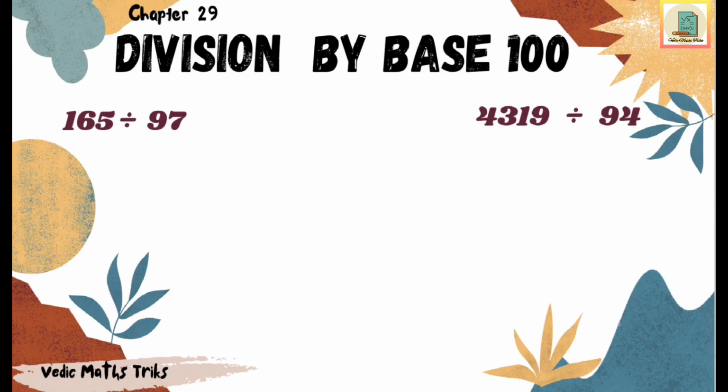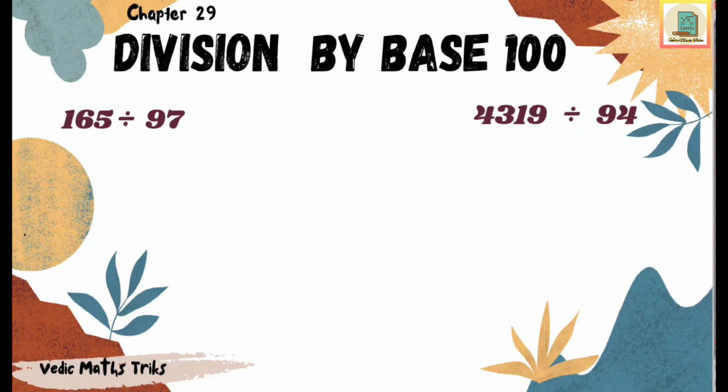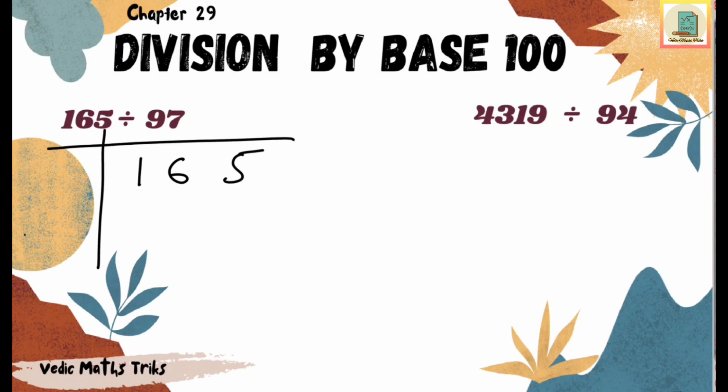And now let's understand this method. Now let's understand the first question, that is 165 divided by 97. So first of all we'll arrange the digits. So we will write 165 over here and 97 over here. Since 97 is near to 100, so 100 minus 97 gives you 03. So we'll write the difference, that is 03 over here.